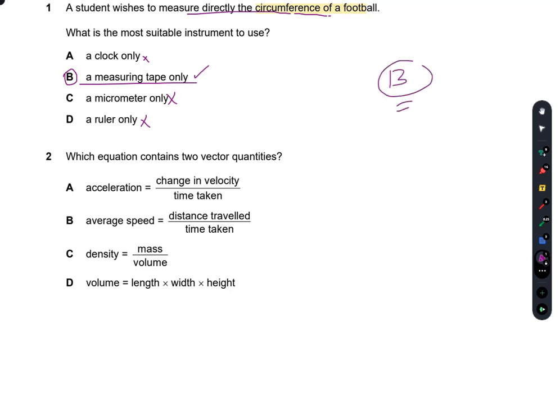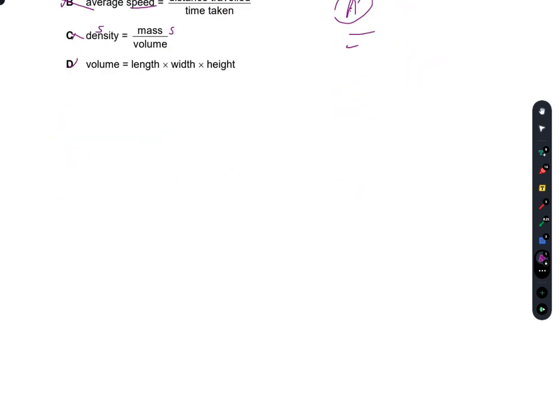Question number 2 is, which equation contains two vector quantities? A vector quantity is one that requires magnitude as well as direction. Now I can see here that acceleration is a vector, velocity is a vector, time is a scalar, speed is a scalar, distance is a scalar. All these are scalars, so B is incorrect. C is also incorrect because mass is a scalar, density is a scalar. D also is incorrect, so A is the right option. A has acceleration and velocity, two vector quantities.